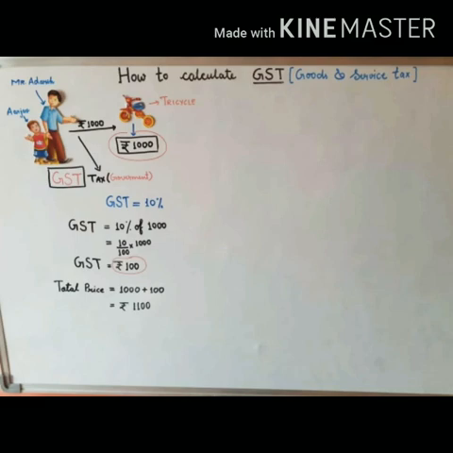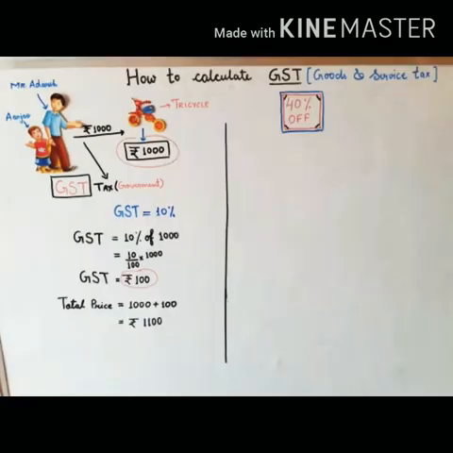Let me give you another interesting scenario. Mr. Adarsh goes to the shop after a few months to buy one more tricycle for his daughter and this time the shopkeeper is offering a discount of 40% on the tricycle. Now it gets really interesting.